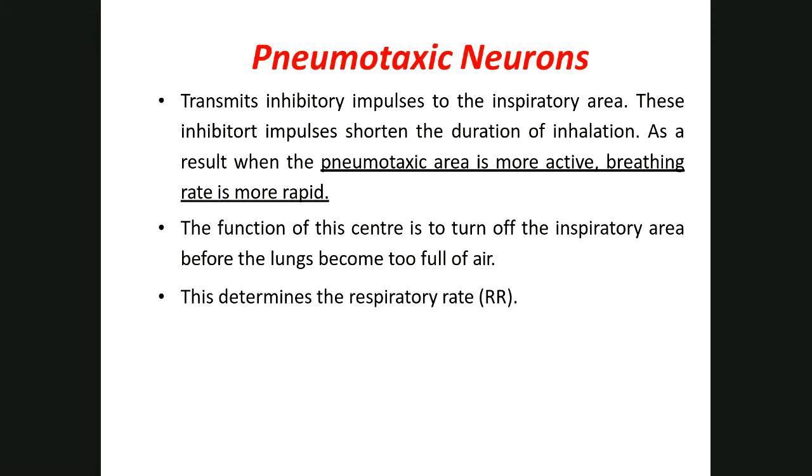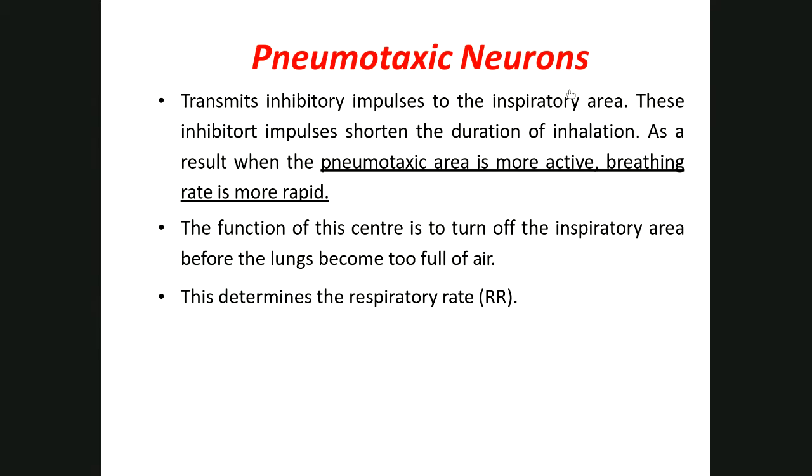Now we understood those two. How about the third group, which is located in the pons, that is known as the pneumotaxic neurons? The function of this center of pneumotaxic neurons is to control the respiratory rates. How do they control the respiratory rates? They send inhibitory impulses to the inspiratory area.